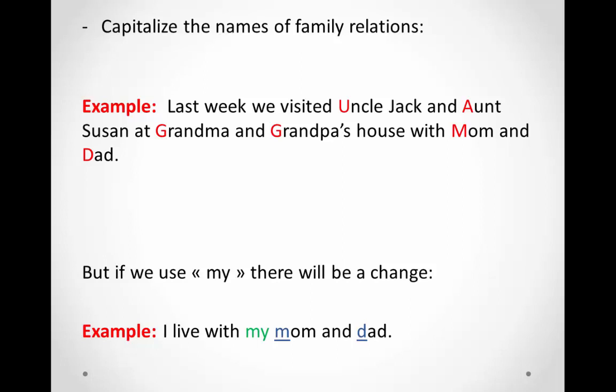But if we use "my", there will be a change. For example, I live with my mom and dad. We didn't capitalize mom and dad because there is "my".